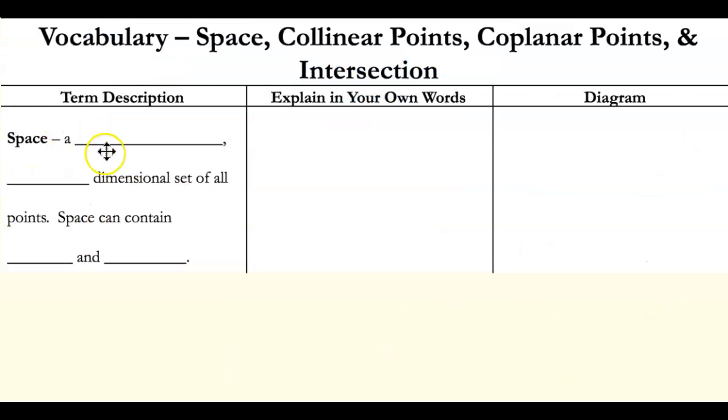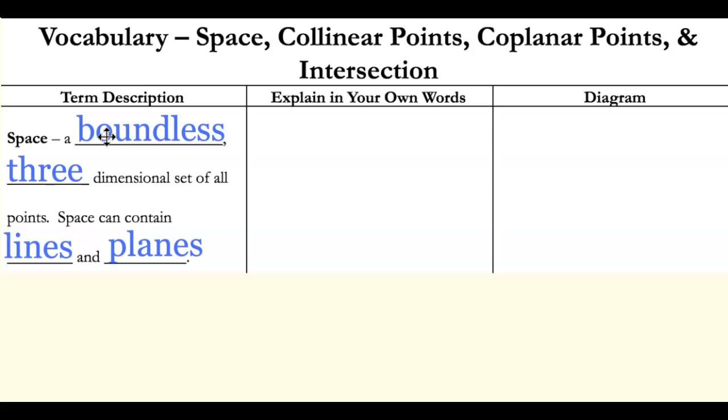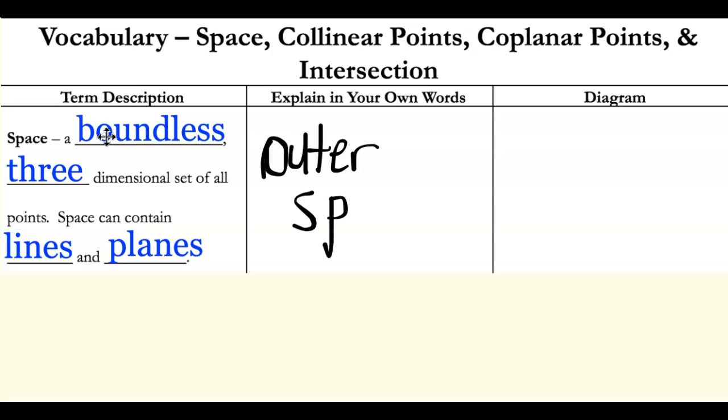The next vocabulary word is space. It is a boundless three-dimensional set of all points. Space can contain lines and planes. So for me, I think of outer space because it doesn't end, it's boundless. You could think of the classroom as a space, but it would have to go on in all directions.